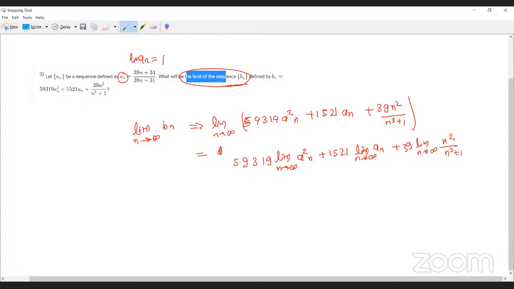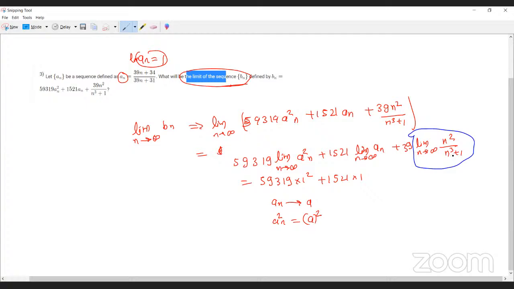Yes, sir. But by applying the property, if an tends to a, I can simply write the limit as n tends to infinity of a square n as a square by property. So if I substitute here, that will be 5931 into 1 square plus 1521 into 1. But here we have to apply the limit again, right? This limit we have to solve. So if we divide by n cube in both numerator and denominator, I think that should do.